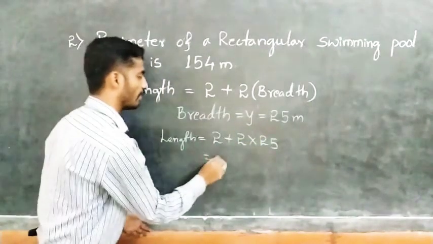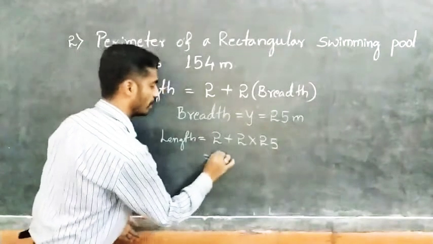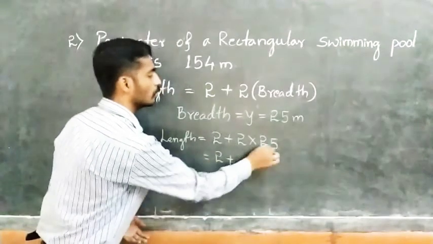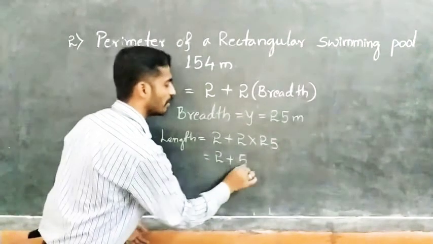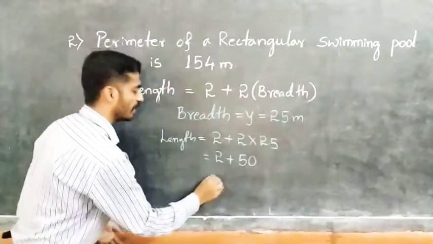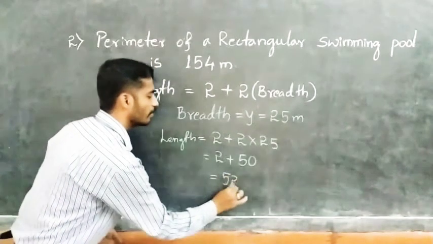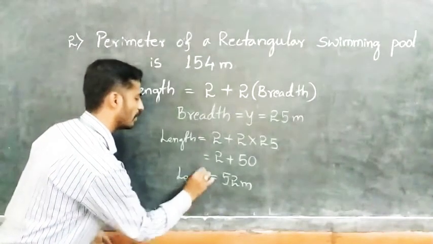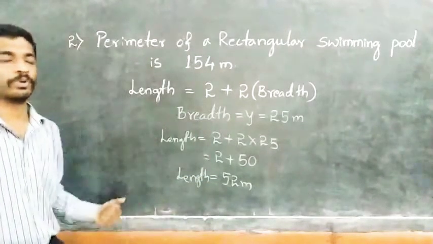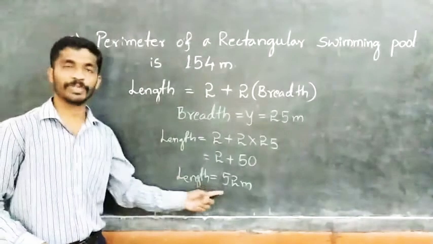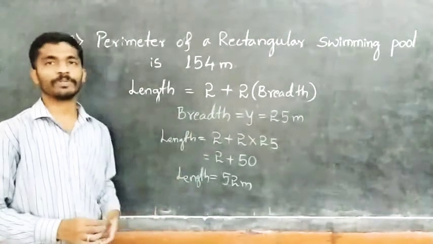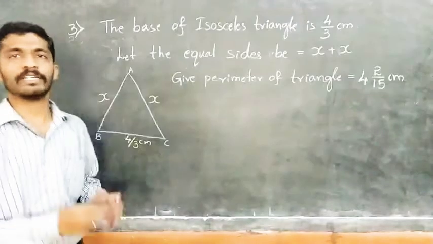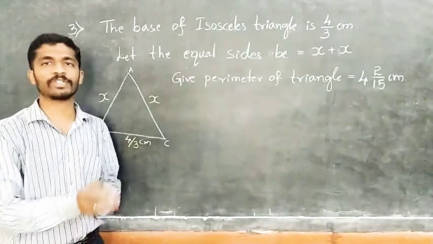So length equal to 2 plus 2 in bracket means into 25, because here we have the value 25. So what you have to do? First you do the multiplication. 2 into 25 we will get 50. So 2 plus 50 we will get 52 meter. So this is our length of that swimming pool. Okay, so length is 52 meter and breadth is 25 meter. These are our answers.